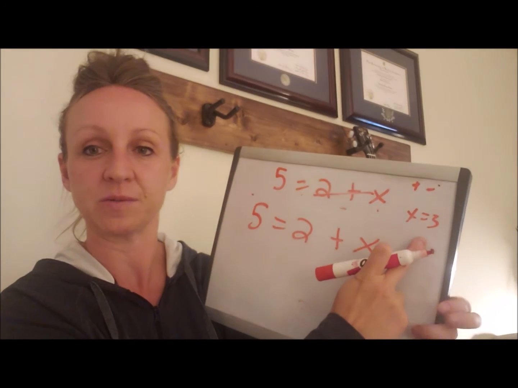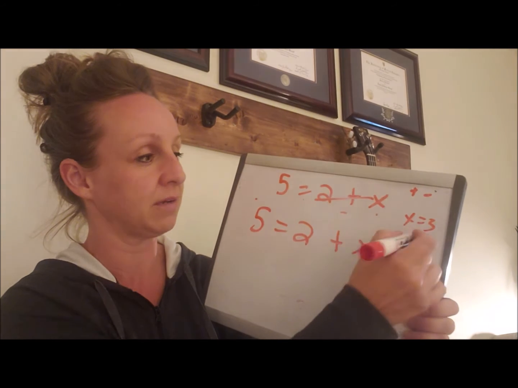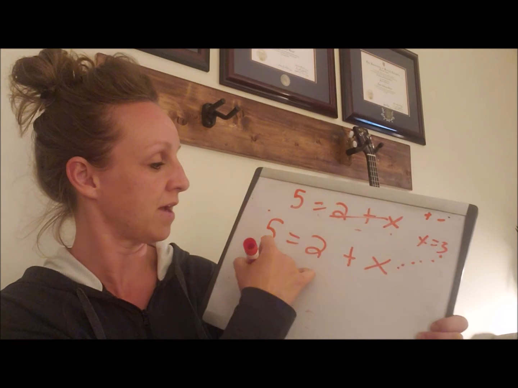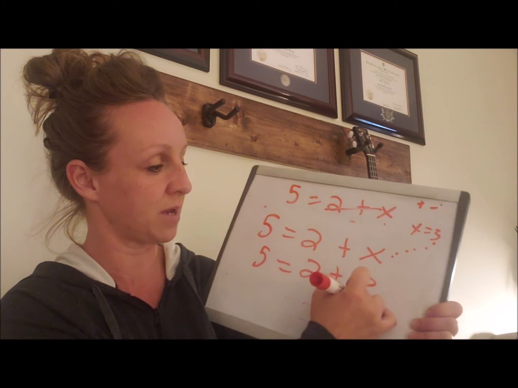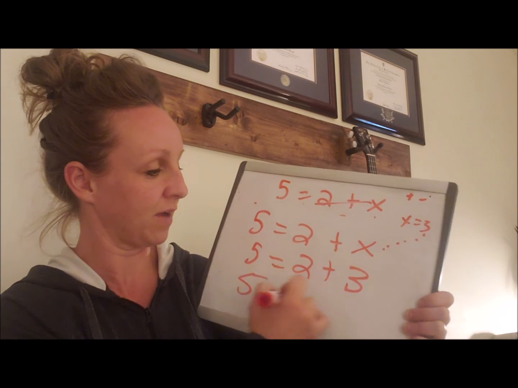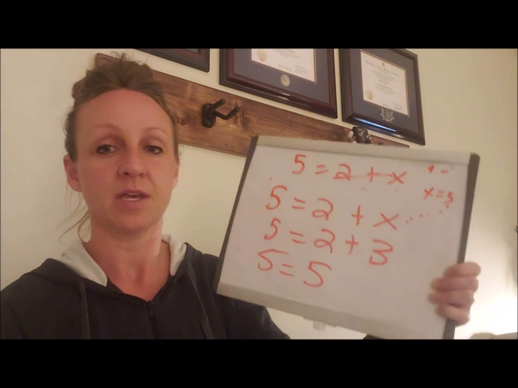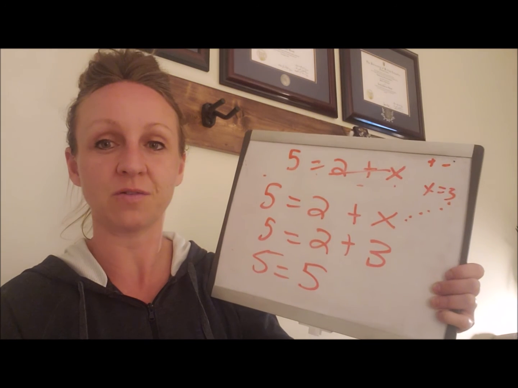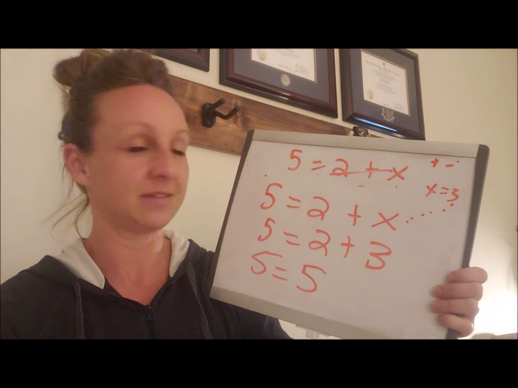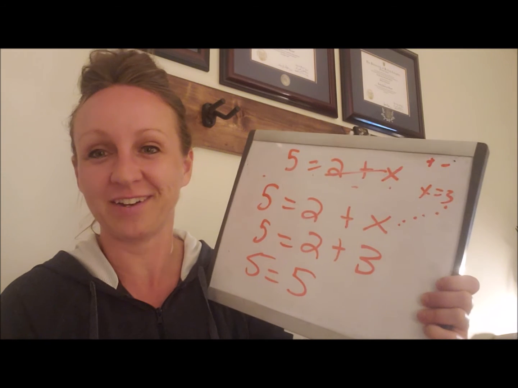Remember, I got 3 as my answer. I'm going to plug it in where x is. So 5 equals 2 plus 3. Now I'm going to do the actual math. 5 equals 2 plus 3, which is 5. When my answer equals itself, I know that I have found the correct answer and I've solved it correctly.